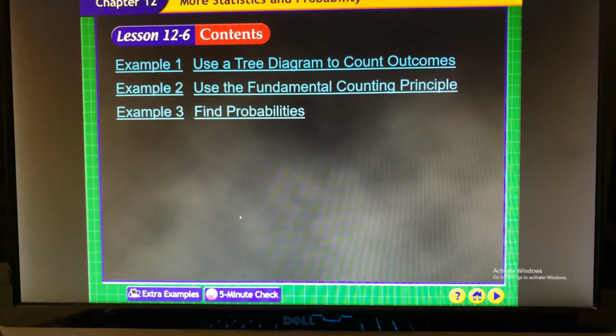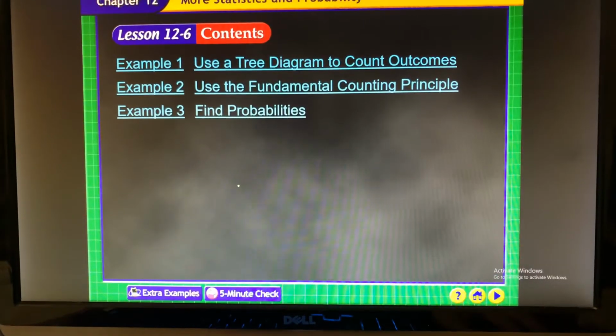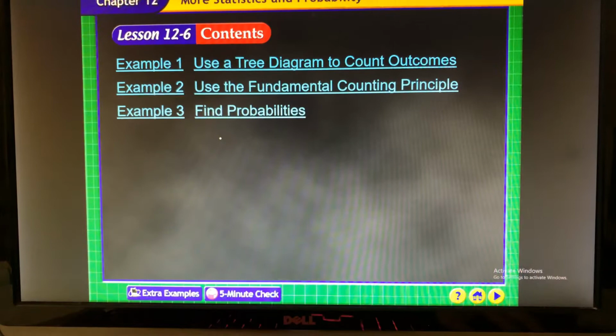All right, we're going to start our probability part of chapter 12. So 12.6. This is probability, slightly different than what you're used to. We're going to start off pretty easy with 12.6, and then it'll get changing slightly. So hopefully the video helps you out with it.